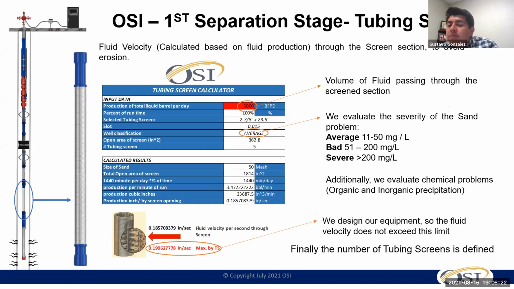Another thing that people always ask is, okay, but how many screens do we use? Can we use just one screen, or do we have to get 2, 3, 4, 5? There is always a combination of the total fluid that you're lifting, the well classification, and the amount of sand that you're going to lift, in milligrams per liter. There is a classification between average, bad, and severe, and what it does is punish some of the numbers that we're seeing a little bit.